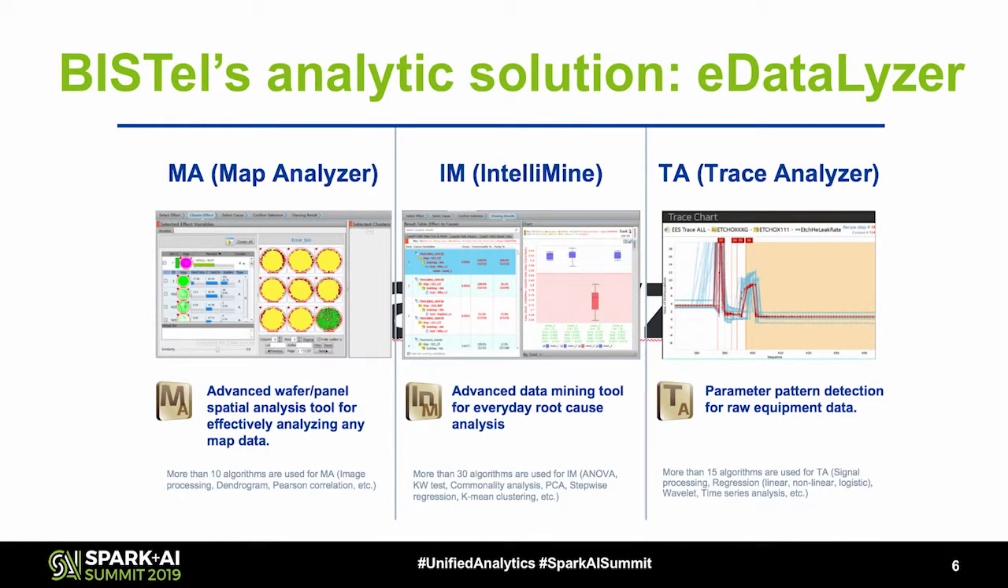Map analyzer is an advanced wafer analysis tool for effectively analyzing any map data. And IntelliMine is a data mining tool for root cause analysis. And trace analyzer is a parametric pattern detection tool for raw equipment data. In this presentation, we are going to explain big data-driven MA and TA.